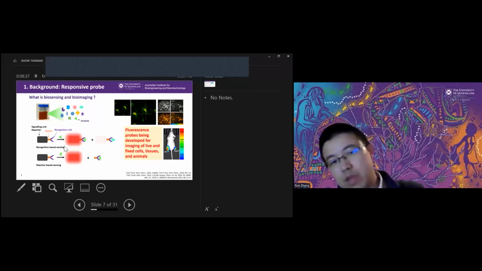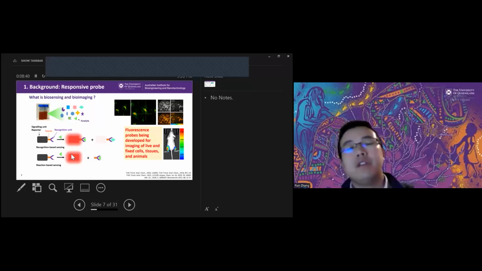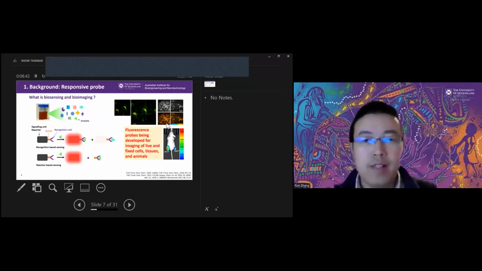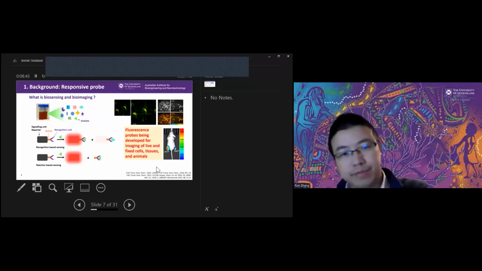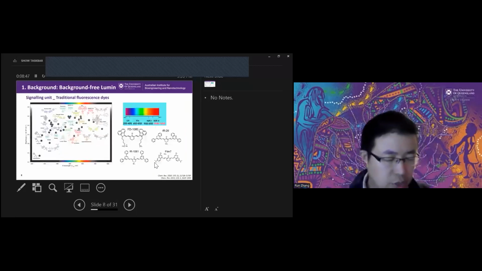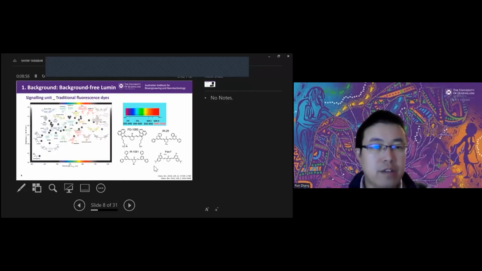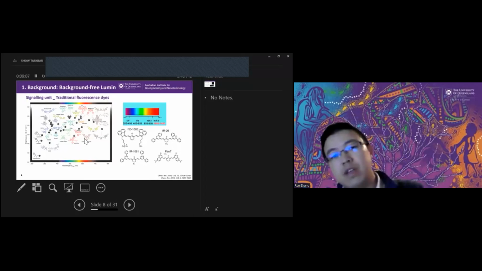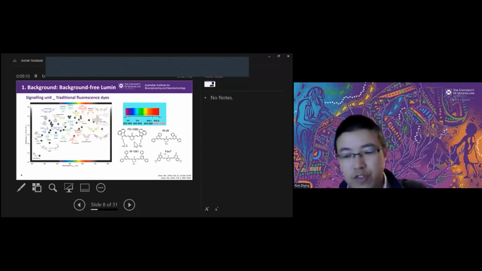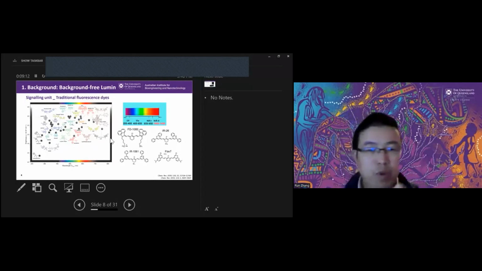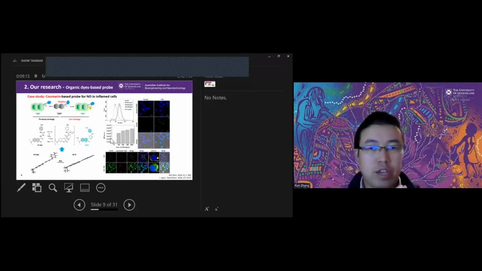And we're using this kind of signal change for cell studies, for tissue studies, and also for in vivo studies. And I'd say the signaling unit is the most important part of the responsive probes. So normally, the probes are designed based on fluorescent dyes and organic dyes. This table here shows some of the dyes, like coumarin, FITC, BODIPY, rhodamine, cyanine dyes, and also some near-infrared II dyes.